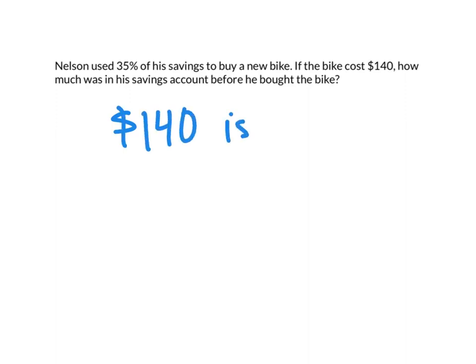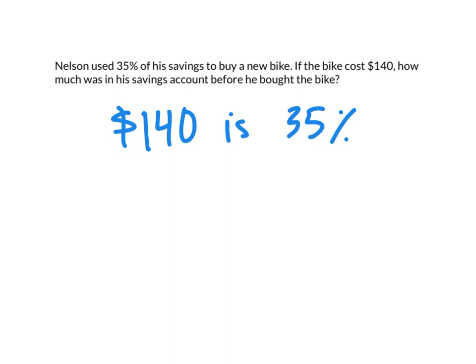and it's telling us that he didn't use all of his savings to buy that bike. He only used 35% of his savings. So in this problem, 140 is not 100% because he didn't use all of his savings. He only used 35% of his savings. So he used 35% on the bike, so he used $140. Our goal is to figure out how much was in his savings account before he bought the bike. So we're trying to figure out the 100%.